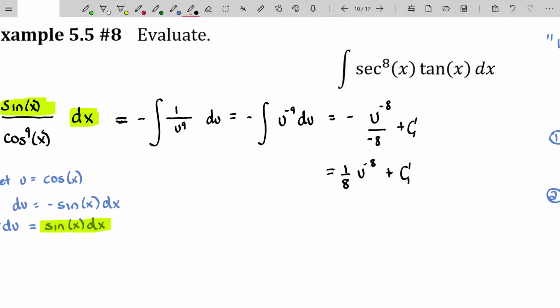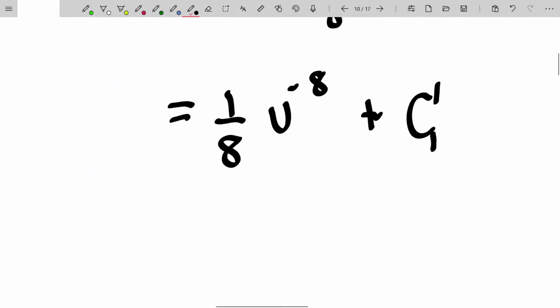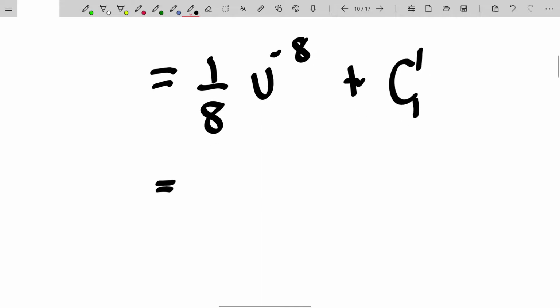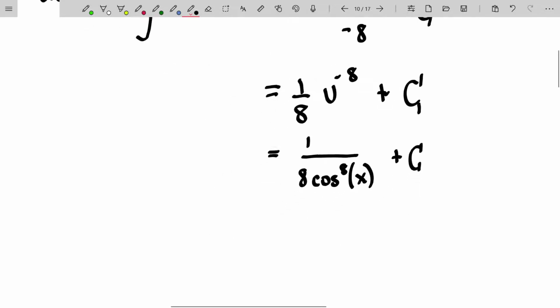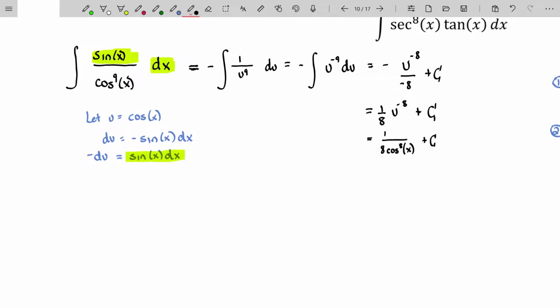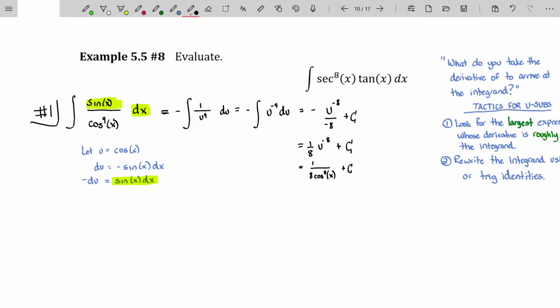And we then resubstitute in what u is, which is cosine. I'll park that downstairs as well. So this is just going to be 1/8 cosine to the 8th power of x, plus c. That is absolutely the correct answer. It's not that it took us forever to get there, so this is one way we could do it. So number 1, that's the first way that most people would probably go about this.